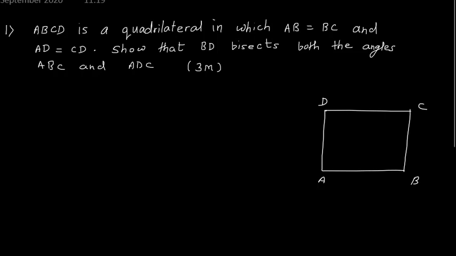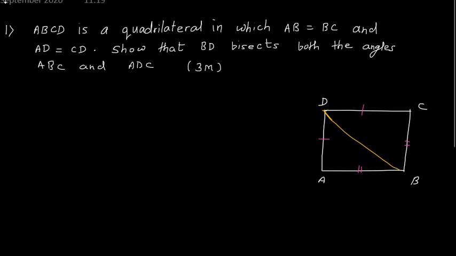Now what is given? It is given that this AB side and this BC side is equal, and second AD is given equal to CD. So this AD part and then this CD part, they are equal, and we have to show that this BD, so we will draw BD. So let us draw this BD. We have to show that this BD, it bisect angle ABC and angle ADC.